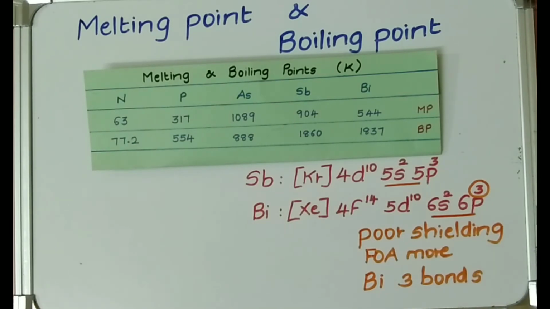Now think, 3 bonds are there, 5 bonds are there. Which will be weak? Very weak, 3 bonds. Correct. The more the number of bonds, the stronger it will become. So here only 3 bonds are there. Because of this, the force of attraction between 2 atoms of bismuth is less. Therefore, bismuth has less melting point and boiling point. Hope you understood why the melting point of bismuth is less than antimony, and also the boiling point.